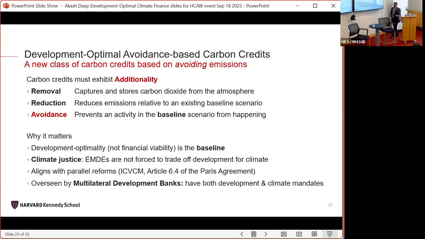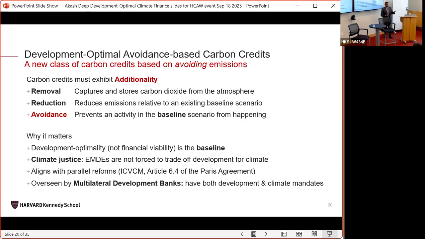And that's where we believe that what makes this baseline, this counterfactual, credible is the fact that it is the development optimal choice. So if we can establish that development optimality would result in a particular solution, and that the investment from which the carbon credits are being generated is additional to that, and it's changing the outcome, then we have a powerful baseline. Most of the time today, when we have these discussions, it's financial viability which is the baseline. And we believe it should actually be development optimality. That should be the baseline.